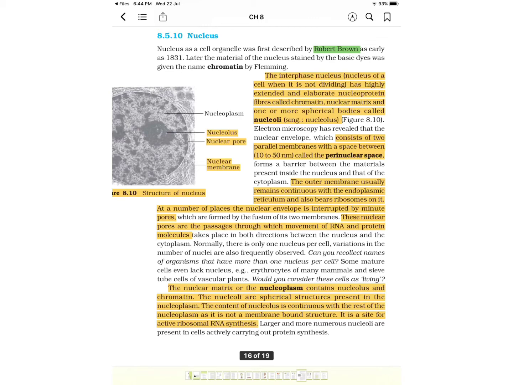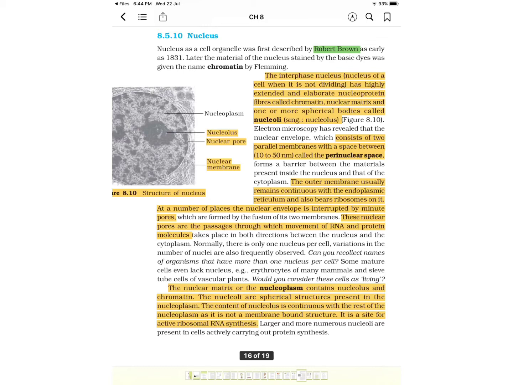Later, the material known as nucleus was stained by the basic dyes and was given the name chromatin by Fleming. Now, mainly the nucleus, which is observable, a single nucleus is found in each and every cell. The interphase nucleus of a cell, when it is not dividing, has highly extended fiber-like structures known as chromatin material. Later on, when the cell starts dividing, this chromatin material changes to chromosomes.